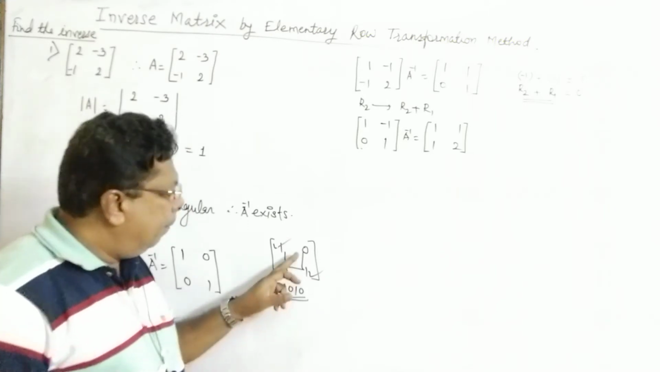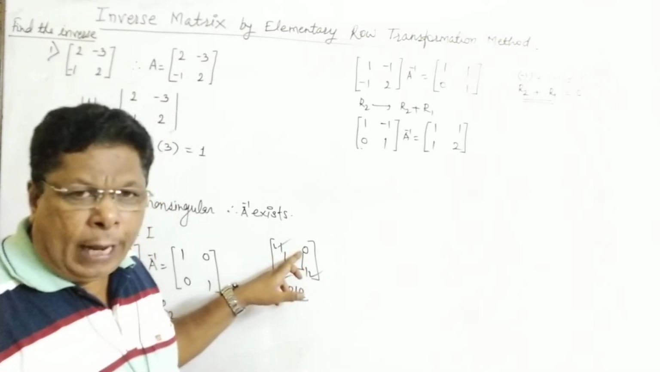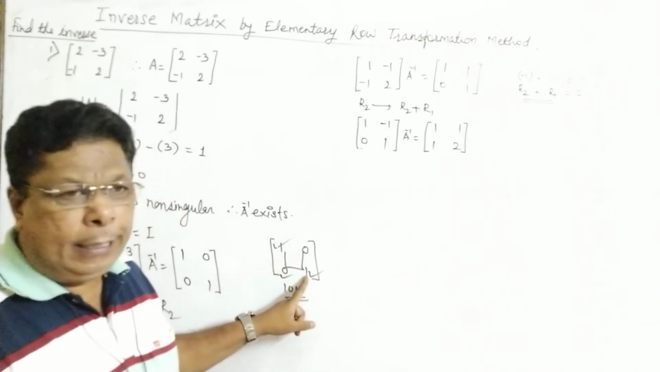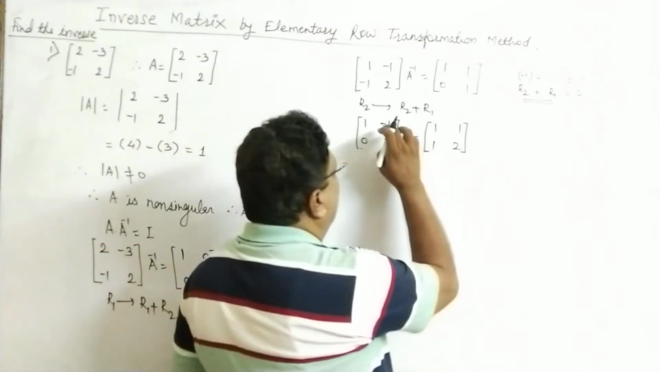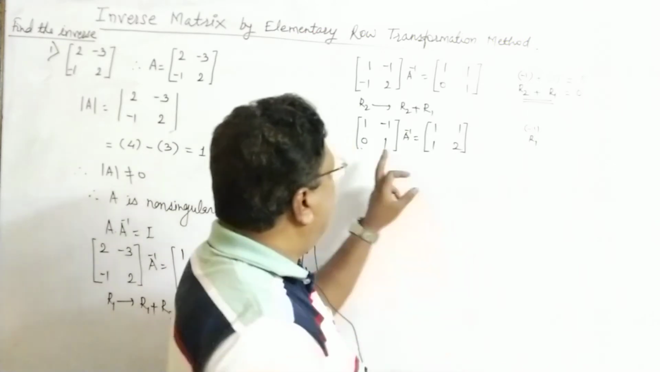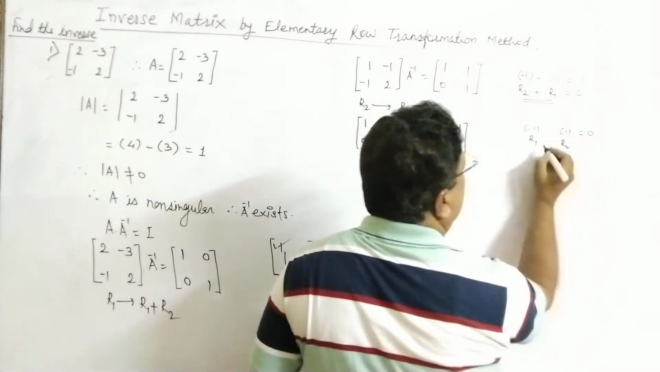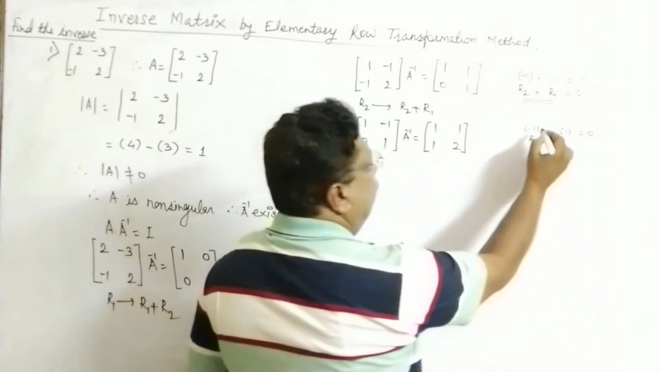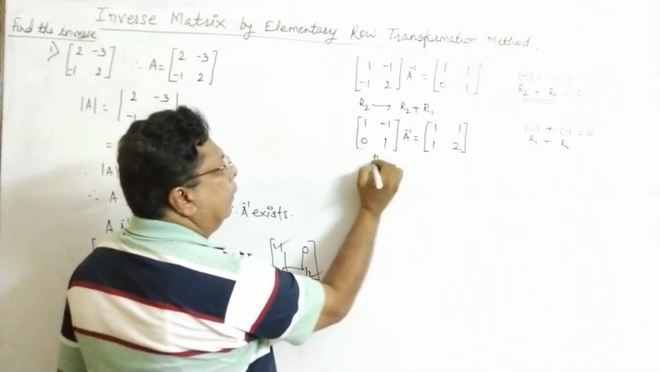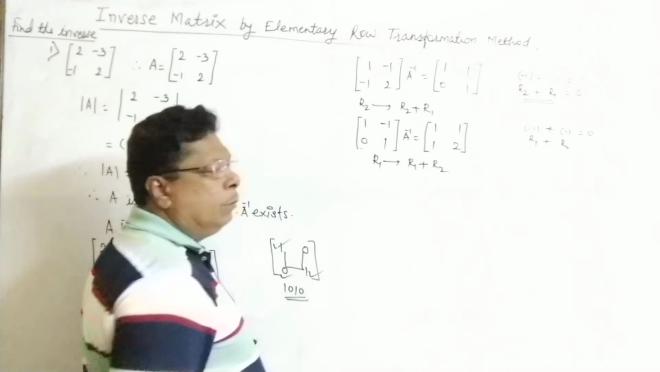This step is over. Bring 0 in the place of A 1 2. This is the non-diagonal element. To bring 0 here, your operation must be with the diagonal element. Here the non-diagonal element is minus 1, which is in the first row. The diagonal element is 1 in the second row. How does it become 0? Take simple addition, because minus 1 plus 1 is 0. So the next operation is R1 implies R1 plus R2.